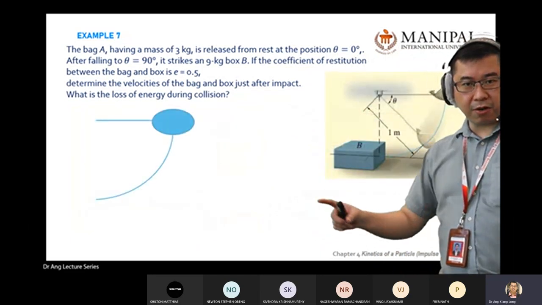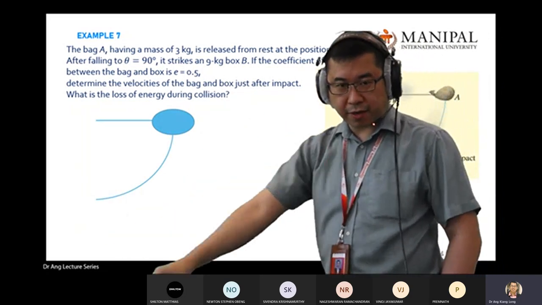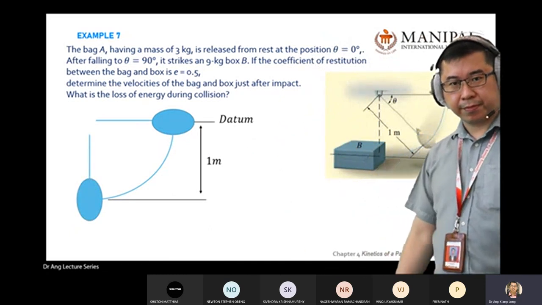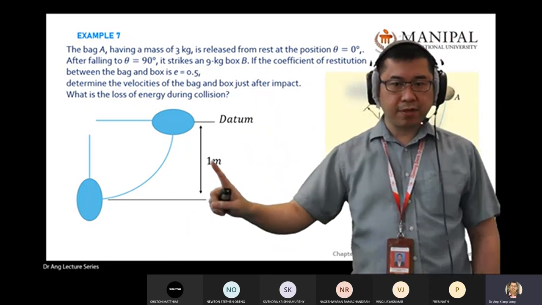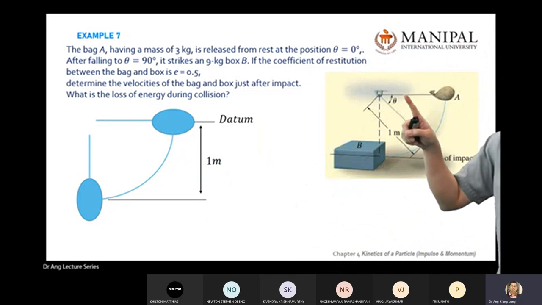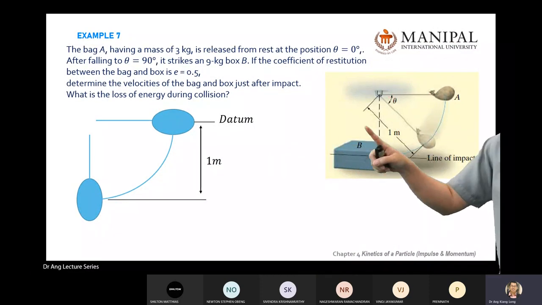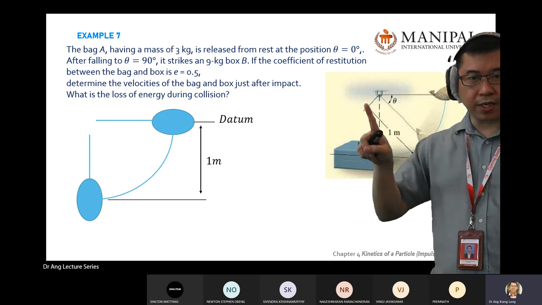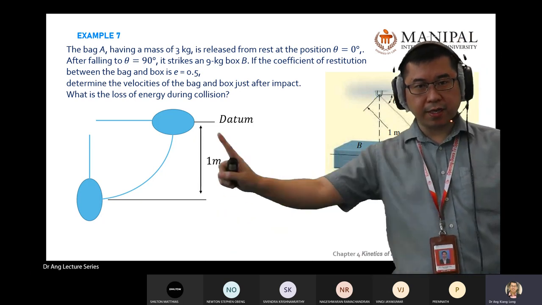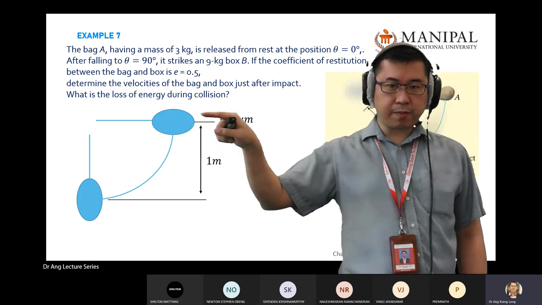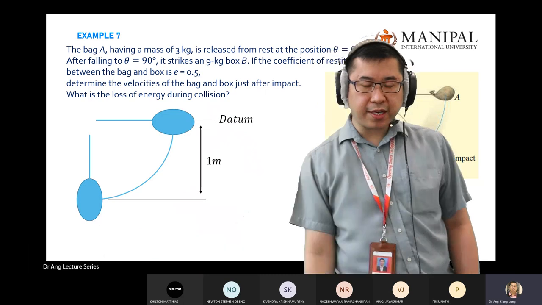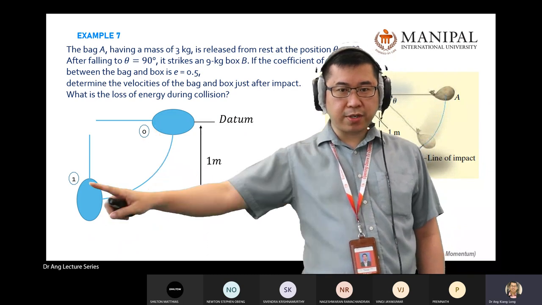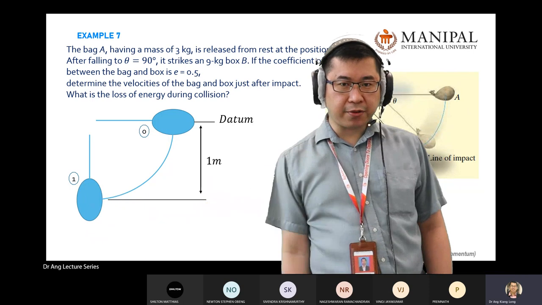So I draw a free body diagram of A swinging in curvilinear motion. I put in the datum. Datum swings down 1 meter. Why 1 meter? Because my object was tied to a fixed string here with 1 meter in the diagram. So I know from here, swing to here is 1 meter. So that's why 1 meter here is in my free body diagram. My datum is from the releasing position, swing to 90 degree. I label this one as zero, initial, and this one as position after.